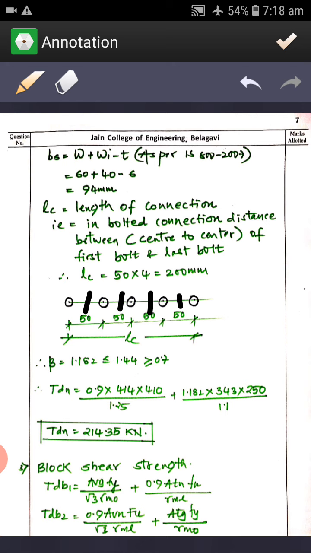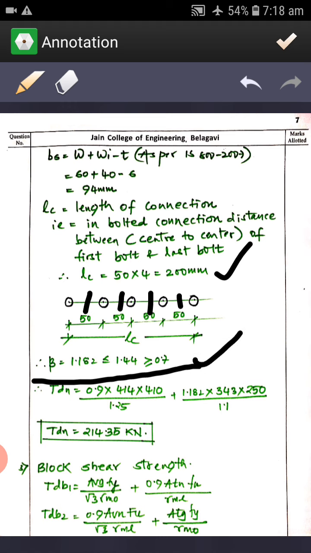So here we have got 4 into 50, so that is 200 mm. Ultimately you have to substitute and find out the values of this. We have the 3 conditions. One, we have got 1.18, which is less than or equal to 1.44 and more than or equal to 0.77.